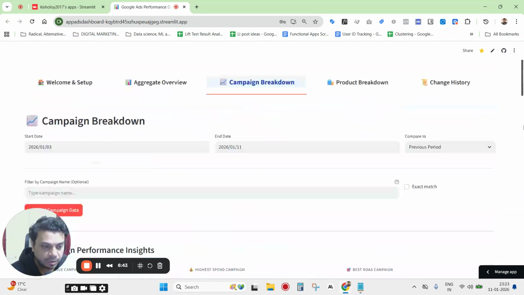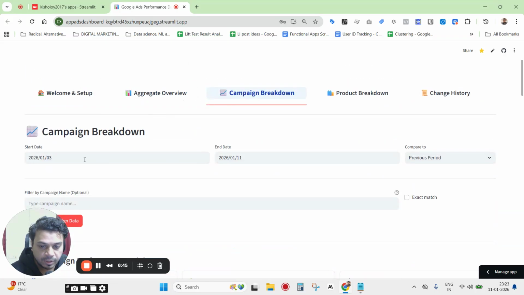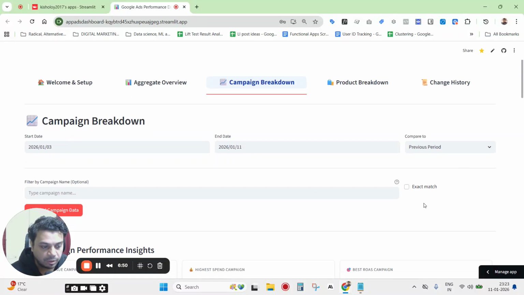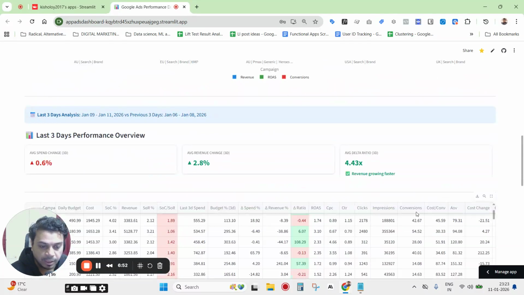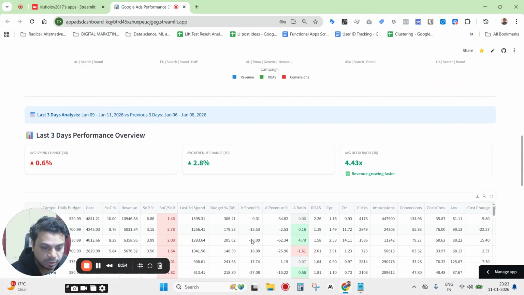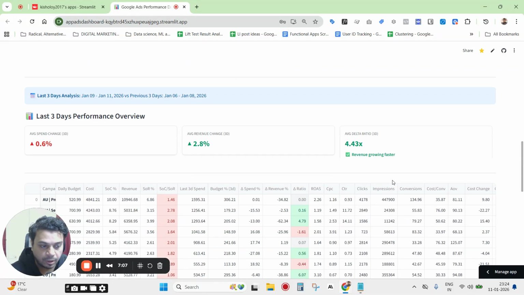Remember, you've chosen a date range from the 3rd to the 11th of January, and you compare it with the previous period. So you get those change metrics. But you also get some interesting metrics, like share of cost, share of revenue, and a ratio of these two. And you also get this delta that I just showed here, and you get it campaign wise. This was across all campaigns for the entire account.